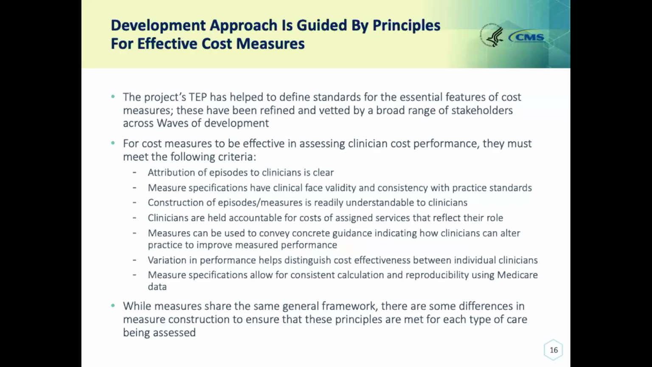And sometimes the set of services in a measure could be broad to reflect a broader clinician role, while other times it could be more specific to a defined procedure. One related consideration is that the measure should include services where there is sufficient variation in being able to distinguish between good and poor performance. And finally, on a practical note, the measure specifications need to allow for consistent calculation and reproducibility using Medicare data.